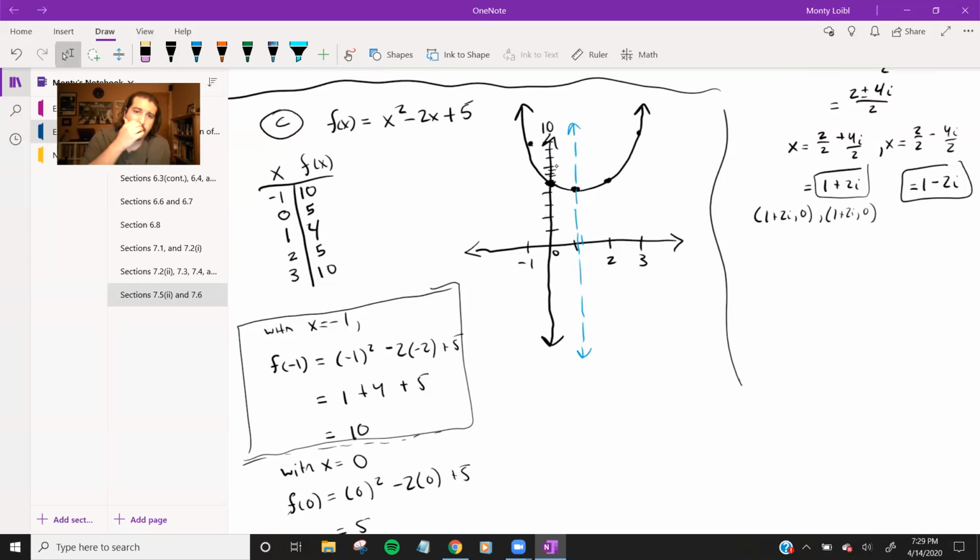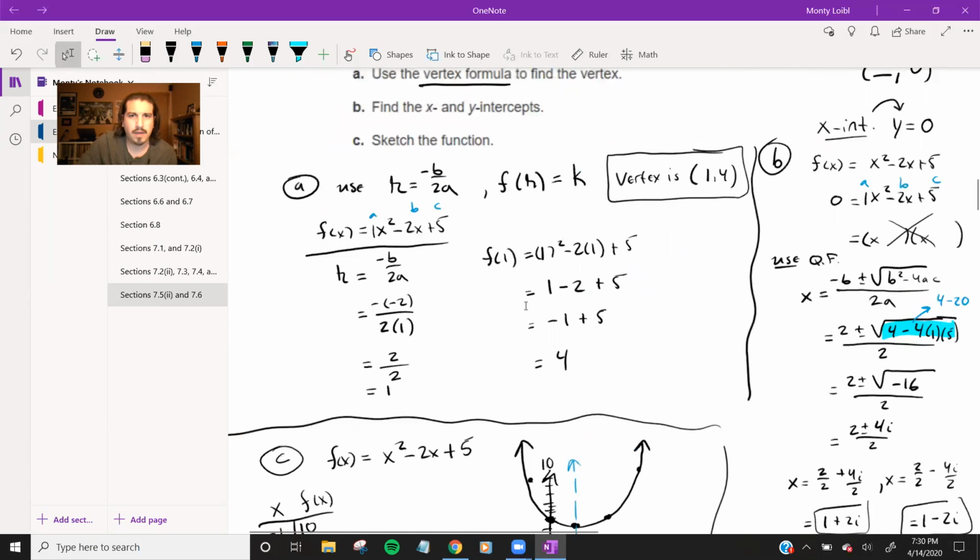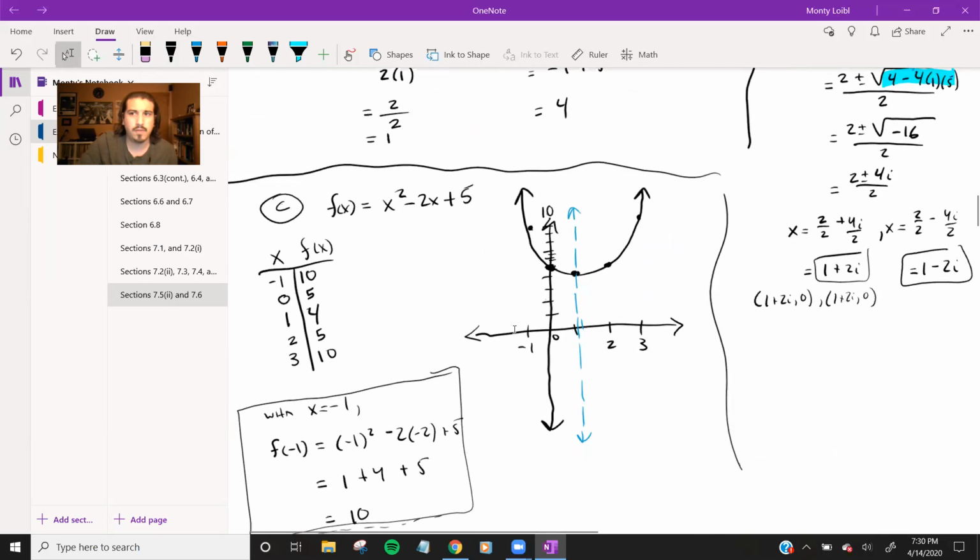So that's a bit of a review from yesterday, but it's still important. It's being able to find your intercepts and the vertex. Are there any questions over this example?